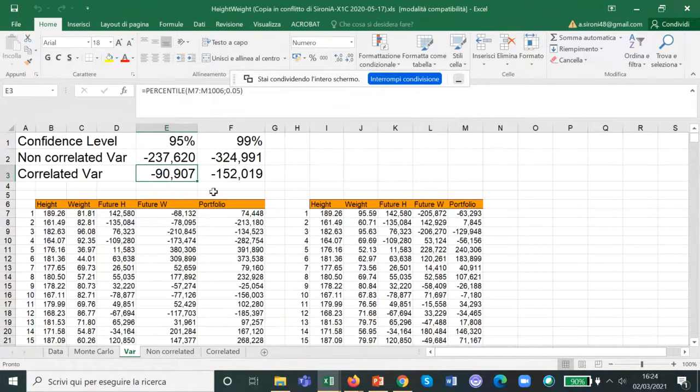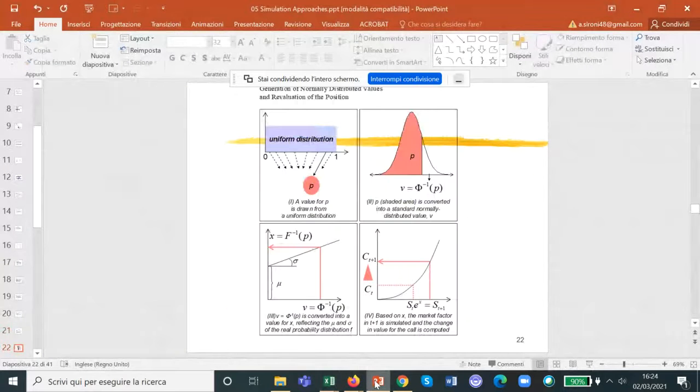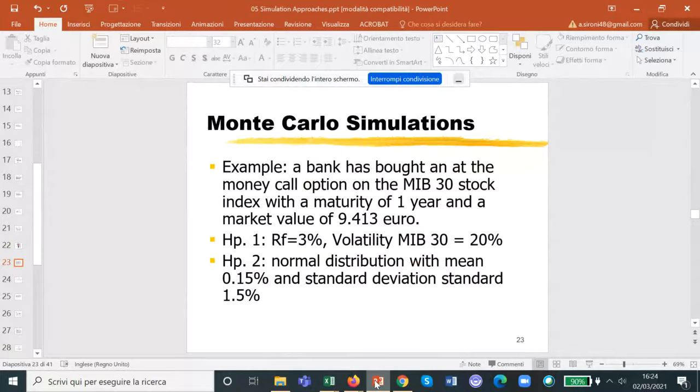But of course, as I said, I'll upload this file and you will be able to see how it works. So this is what we just discussed. Now, the example you have in the slides is very similar. The example here is that of a bank that has bought a call option on the Italian stock market index with a maturity of 1 year and a market value of 9.4. And it makes some assumptions about the risk-free rate and the volatility of the market factor return, assuming normal distribution with a standard deviation of 1.5.